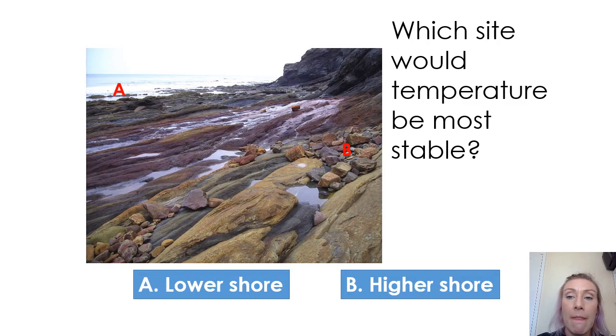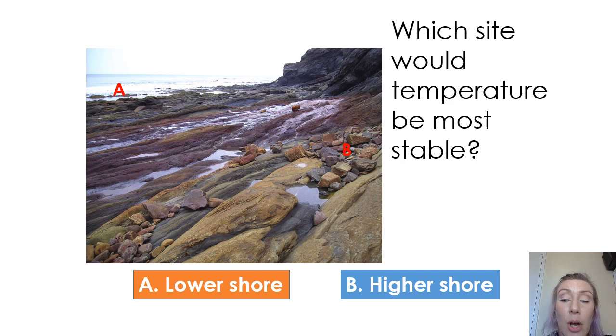Okay, so next one. Now to the rocky shore. I do like a rocky shore. Okay, so which site would the temperature be most stable? Now be careful, because of course a shore is submerged twice a day. But the further up the shore you are, the less time you spend submerged, and that makes for very different abiotic conditions. So what do you think?